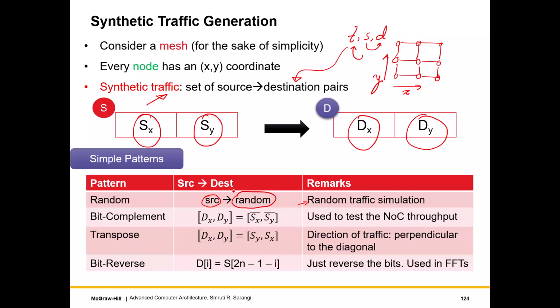But that said and done, if we want something which is more structured, one of the simplest patterns is bit complement, where dx is equal to the complement of sx. So in a certain sense, it's like sending the message far away. That's why this is typically used to test the NOC throughput, because bit complement means that, if you are, let's say, at 1010, you're sending it to 0101, which in a certain sense is far away.